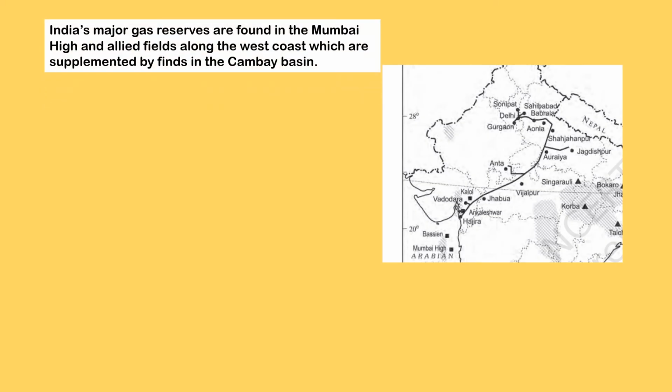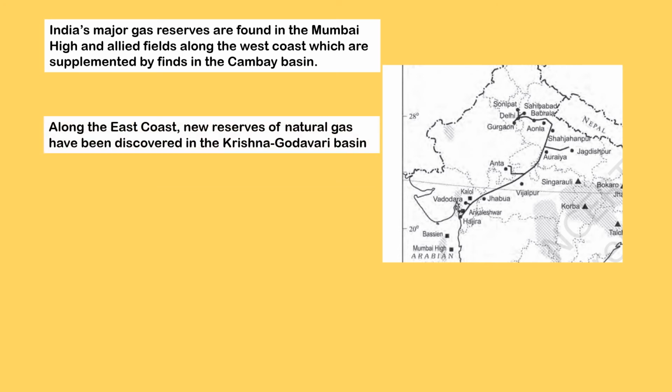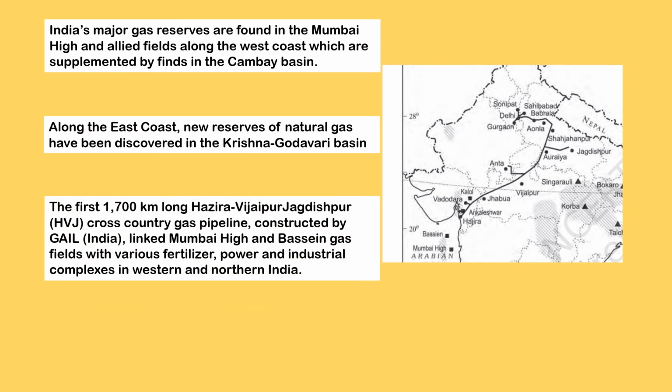So here we have shown in the map Mumbai High and allied fields along the west coast, which are supplemented by finds in Cambay Basin. Then along the east coast, new reserves of natural gas have been discovered in Krishna Godavari Basin. The first 1,700 kilometer long Hazira Vijaipur Jagdishpur cross-country gas pipeline constructed by GAIL linked Mumbai High and Basin gas field with various fertilizer, power, and industrial complexes in western and northern India.